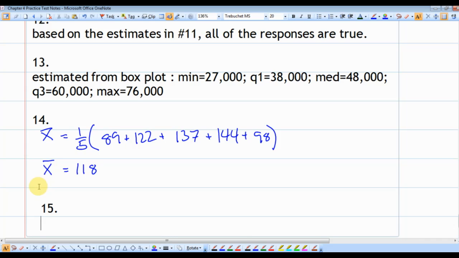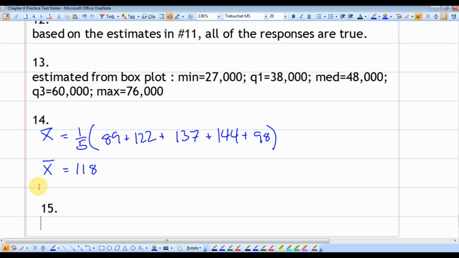Lastly, the mean weight of female students is about 120 because of symmetry. The median is about 120, right? Is the female about symmetric? Yes, it's pretty close to symmetric. So the female mean weight should also be right around 120.